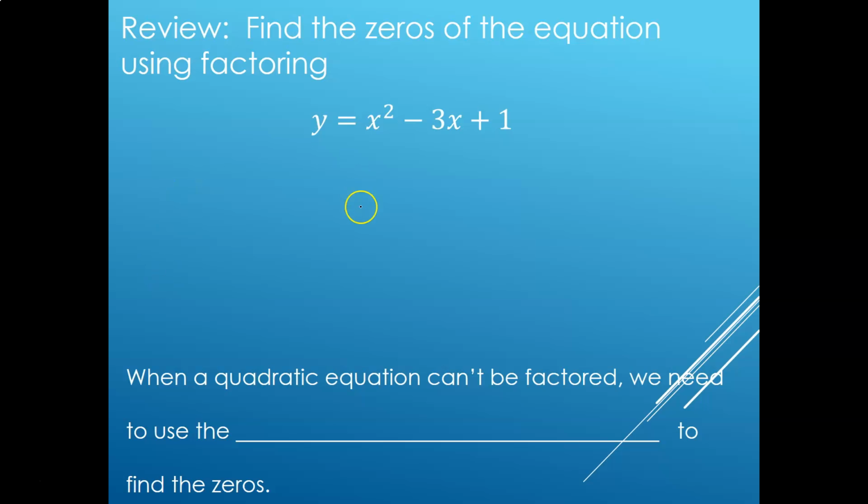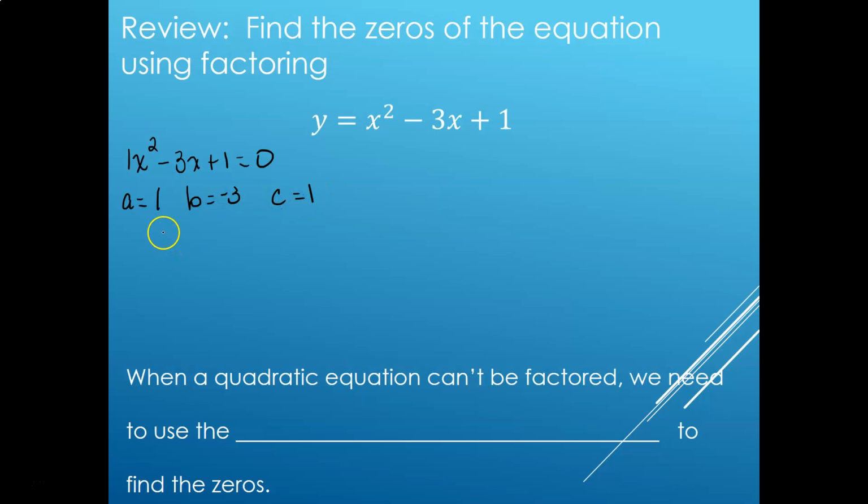Let's try another one. If I need to find the zeros, I make sure this is in standard form, the x squared term first, then the x, then the constant, and set it equal to 0. I identify my a, my b, and my c. A is 1, that comes from the x squared term. B is -3, and c is 1.